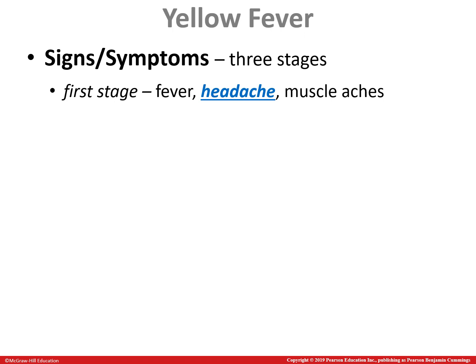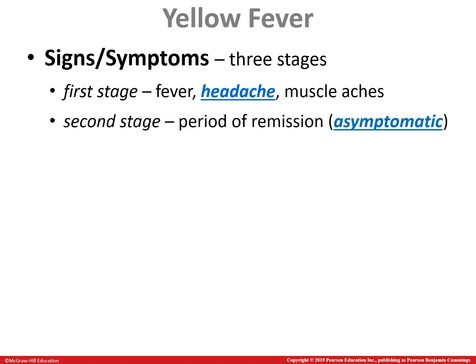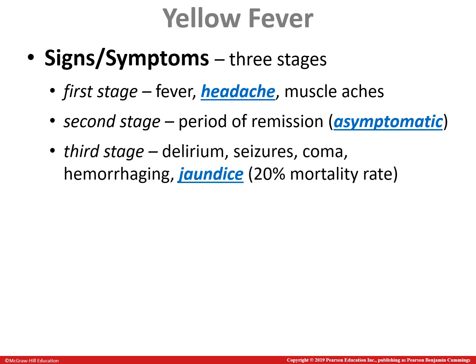So the signs and symptoms occur in different stages. The first stage has very vague symptoms of fever, headache, myalgia or muscle aches. The second stage can go asymptomatic for some long period of time, in remission. And then only some individuals, about 15%, will progress to this third stage, which is really the characteristic stage where you have jaundice form. And it'll also have neurological problems. So you'll have seizures, potentially delirium, coma, and sometimes hemorrhaging. And so this falls under the family of hemorrhagic fevers.